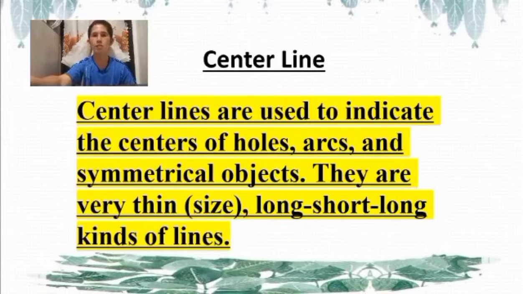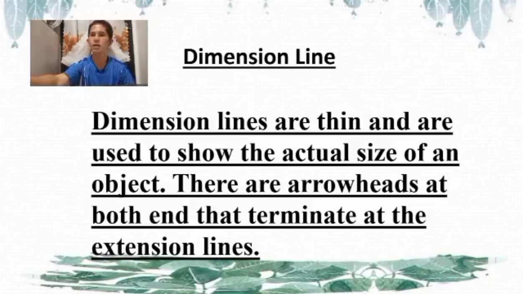Next is the dimension line. Dimension lines are thin and are used to show the actual size of an object. There are arrowheads at both ends that terminate at the extension lines. Dimension lines indicate the measurements of objects in a drawing, and you can add several types of dimension lines. What are those? Vertical or horizontal lines measure the vertical y-axis or horizontal x-axis distance between any two nodes.